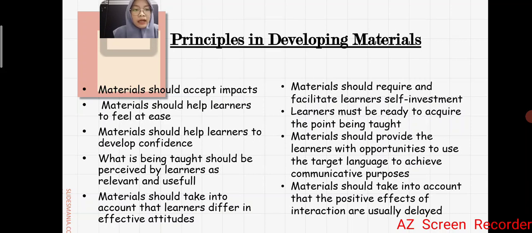Learners must be ready to acquire the point being taught. Materials should provide the learners with opportunities to use the target language to achieve communicative purposes. And materials should take into account that the positive effects of instruction are usually delayed.